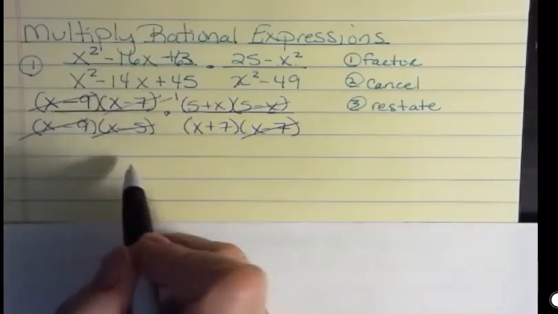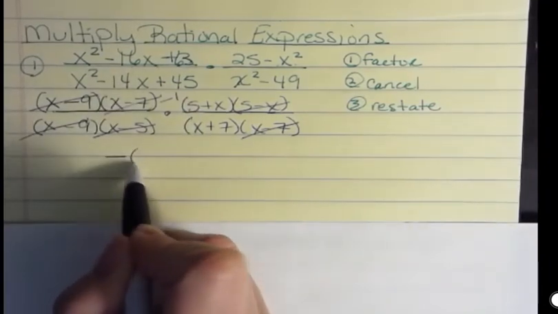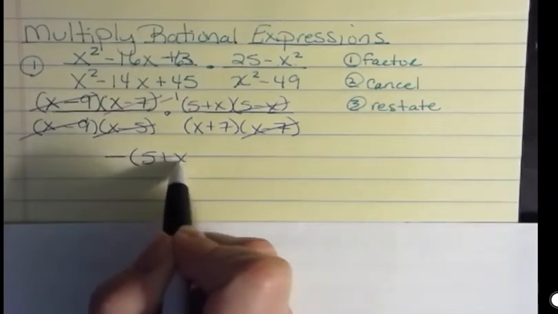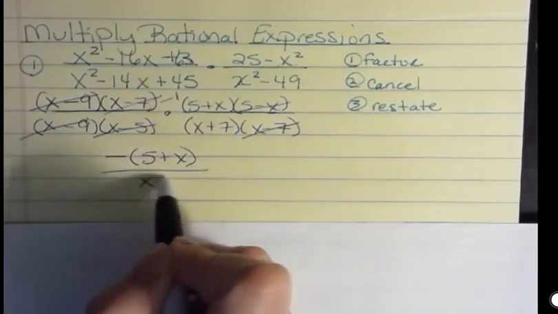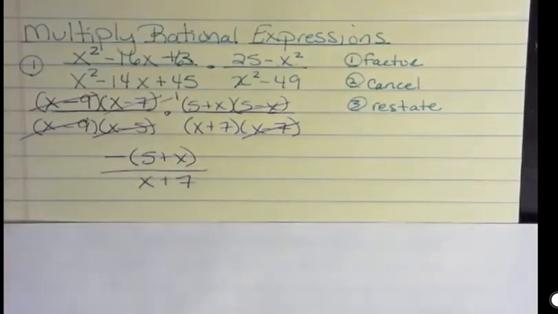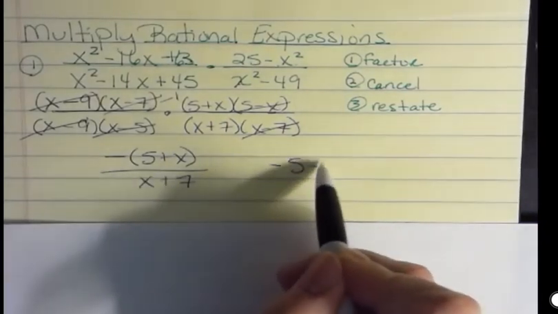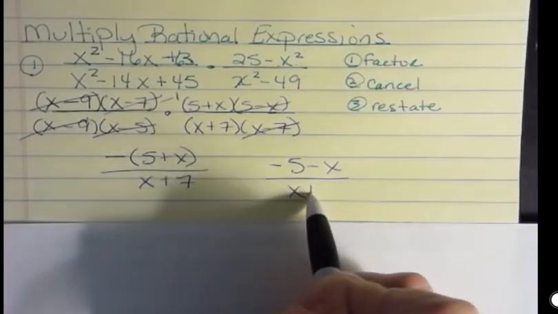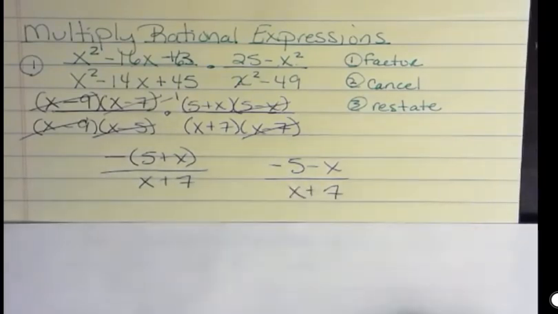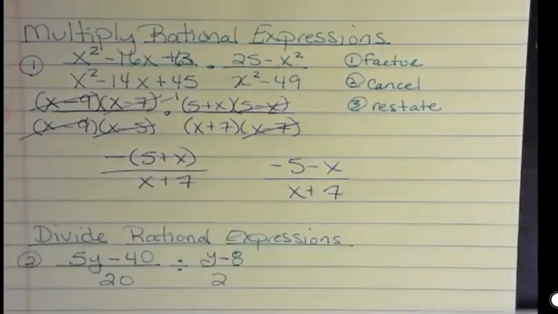So how I'm going to state the answer first is negative 5 plus x over x plus 7, which is a totally acceptable way to stop, but you could also say negative 5 minus x over x plus 7. Either one of those is okay. All right, let's look at dividing.